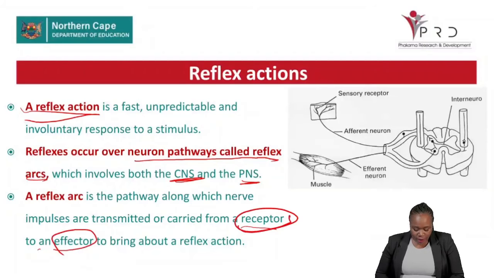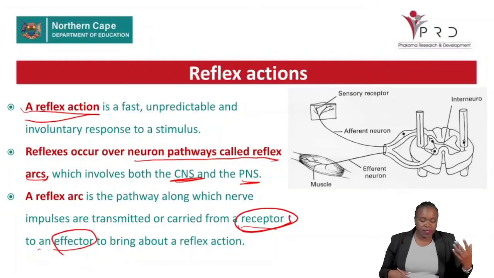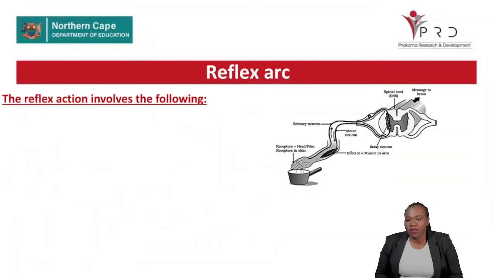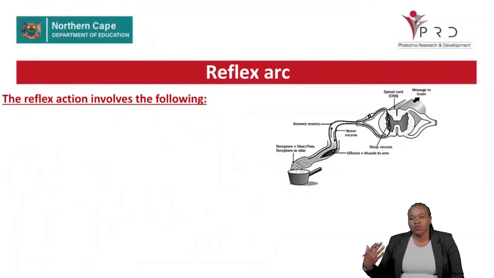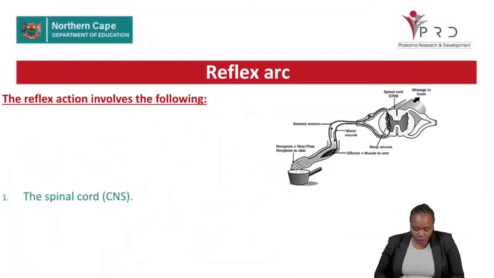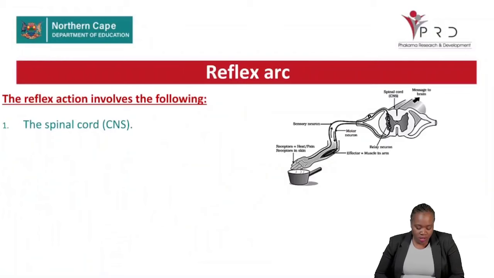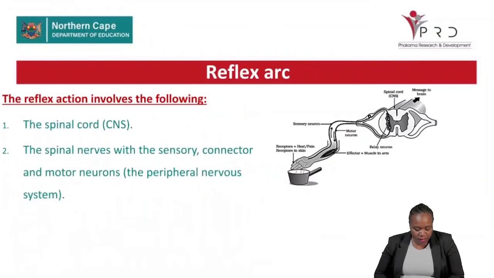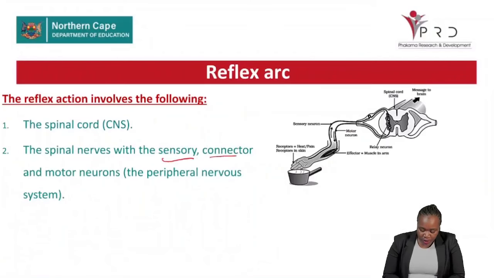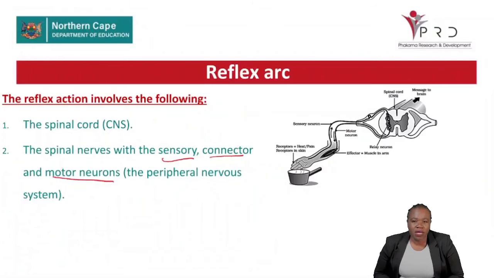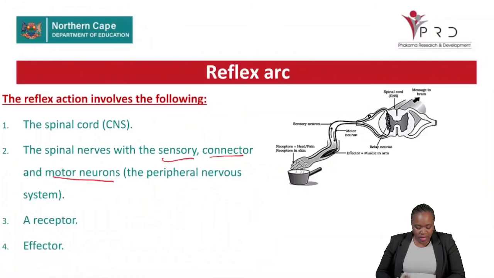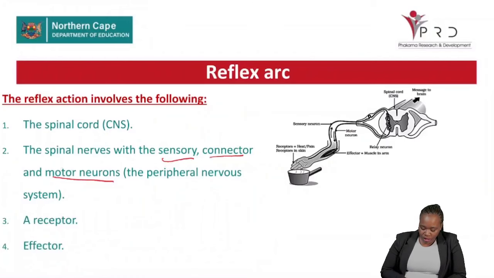So like I said, this kind of reflex action takes place between the receptors, the effectors, and the spinal cord without involving the brain, because we do not want the impulses to travel all the way to the brain. So what does the reflex arc basically involve? It involves the spinal cord, no brain, just the spinal cord. It involves the spinal nerves that have the sensory, the connector, as well as the motor neurons. These make up part of the peripheral nervous system. They also include a receptor as well as an effector. The receptor is the one that receives, and the effector is the one that is going to bring about the change.